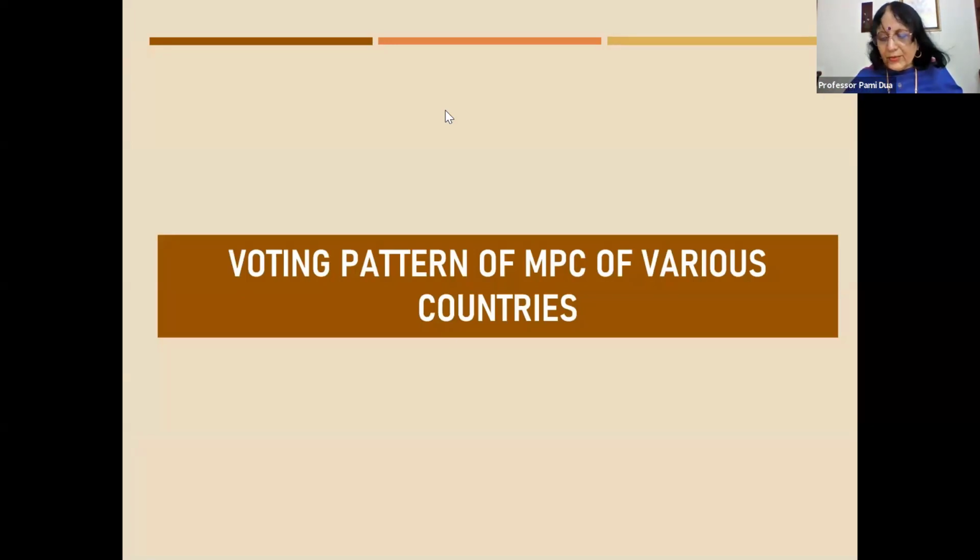Now, what I want to very quickly take you through is the comparison of the MPC in India with the MPCs in other countries. Like here, as I explained, each member is very accountable. An individual statement is given at the end of the meeting. On the 14th day of the meeting, this statement is made public. So how is this compared to other countries?